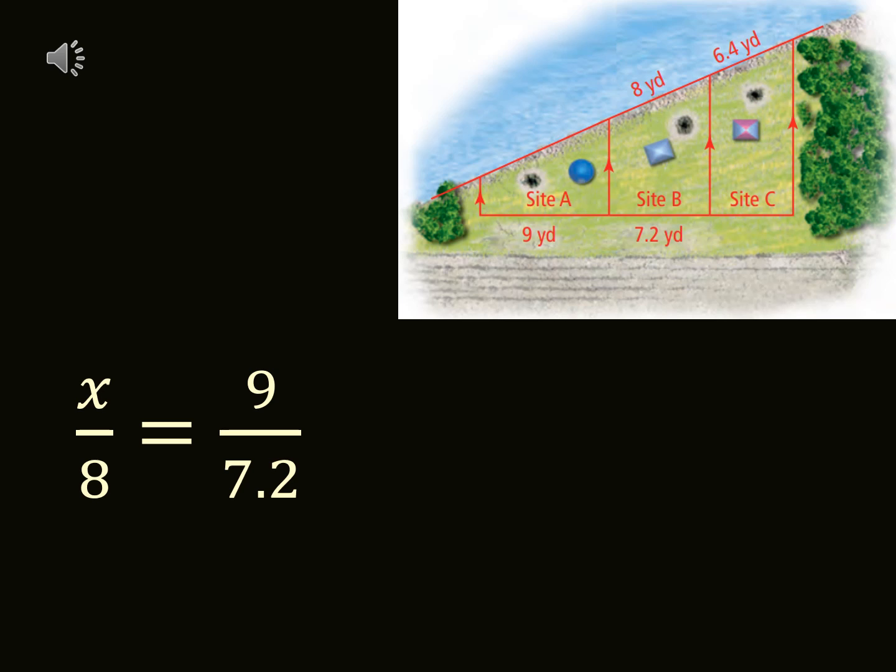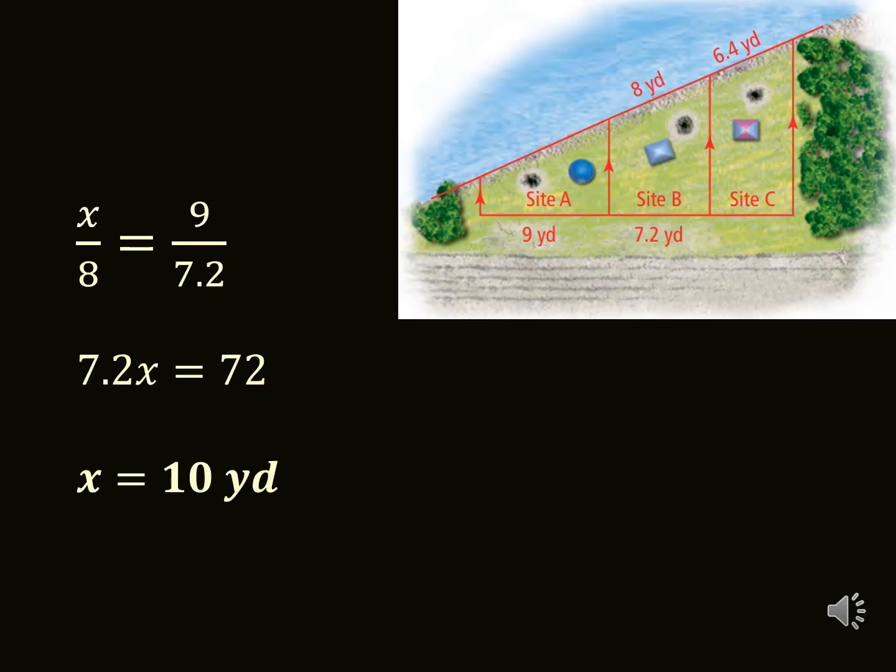Now, we could write this proportion a lot of different ways. Some people might write x over 9 equals 8 over 7.2. That's fine. You'll get the exact same answer either way, and you want to do whatever makes the most sense to you. But I put together things that go together and come up with my proportion. And once we got the fractions, what we've got to do is cross multiply. When we do that, we get a relatively easy answer. X is going to be 10 yards.